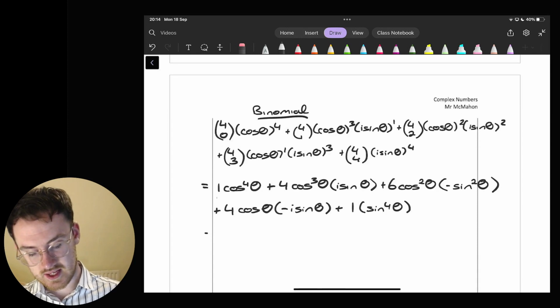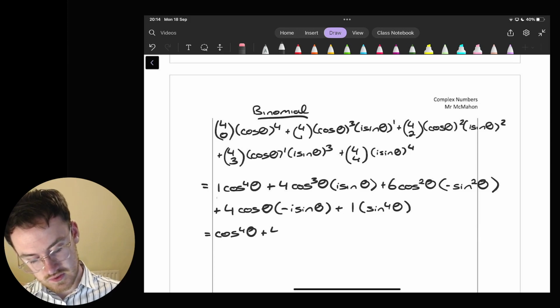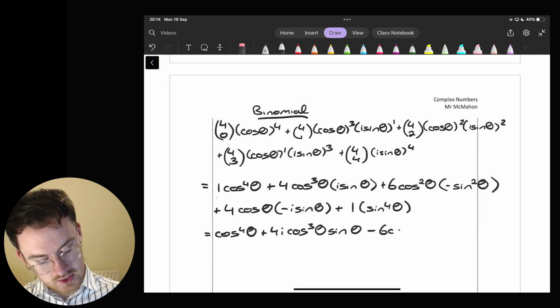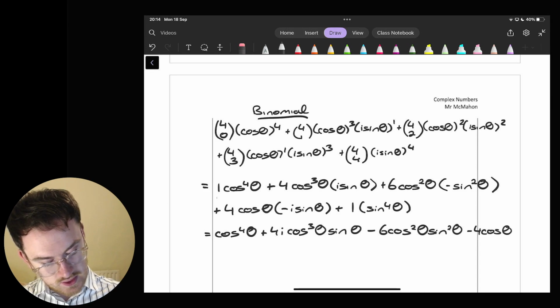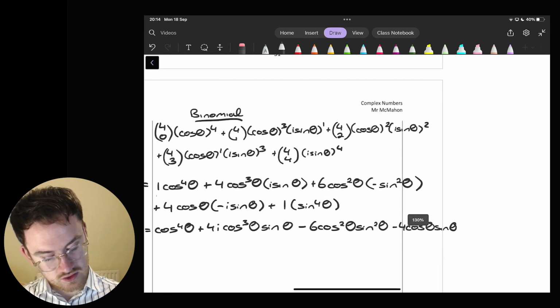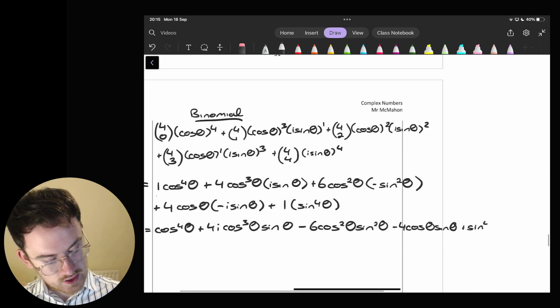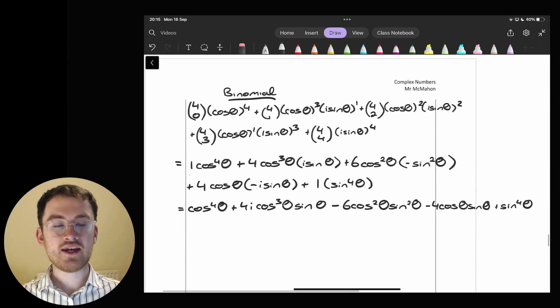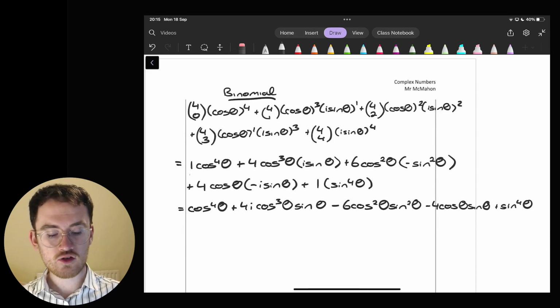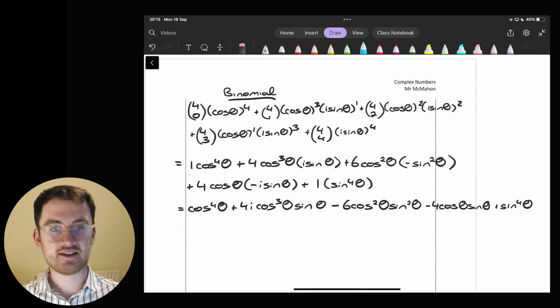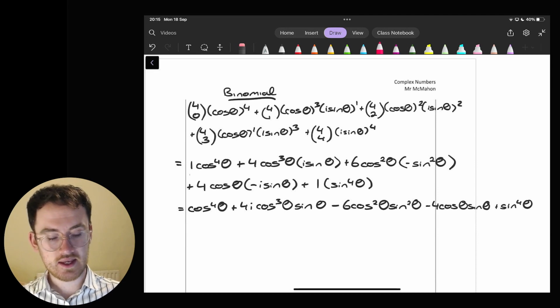So let's simplify and tidy this up a bit. We get cos to the power of 4 theta plus 4i cos cubed theta sine theta minus 6 cos squared theta sine squared theta minus 4i cos theta sine cubed theta, plus sine to the power of 4 theta. Now, what we want to do at this point is group together anything that has an i and anything that doesn't. So essentially the real parts and the imaginary parts.